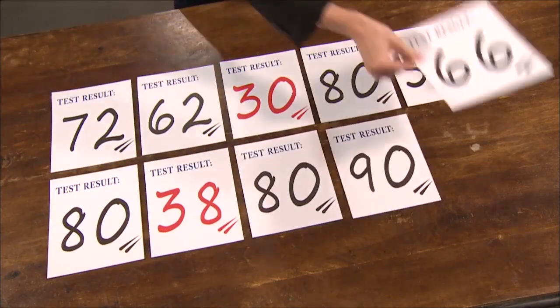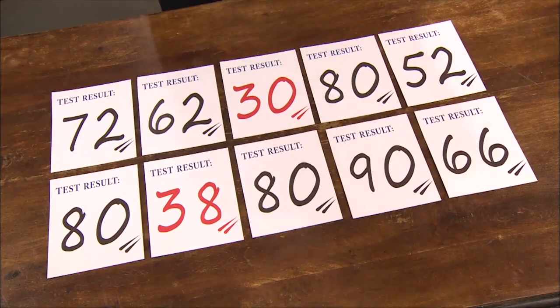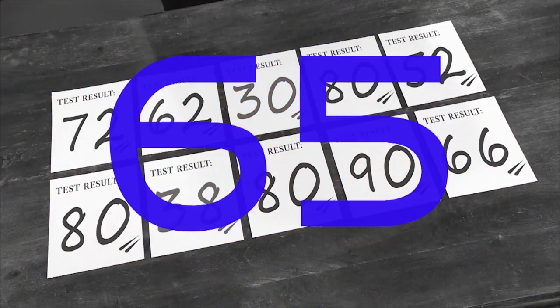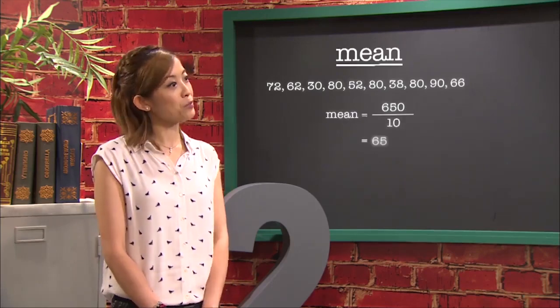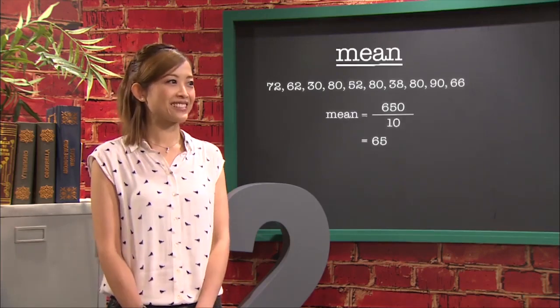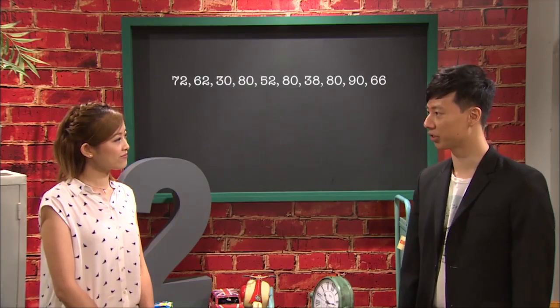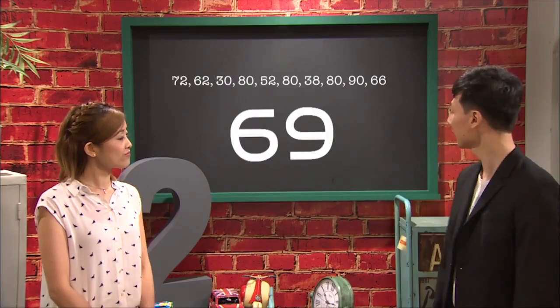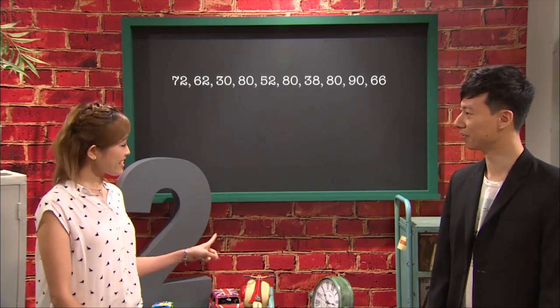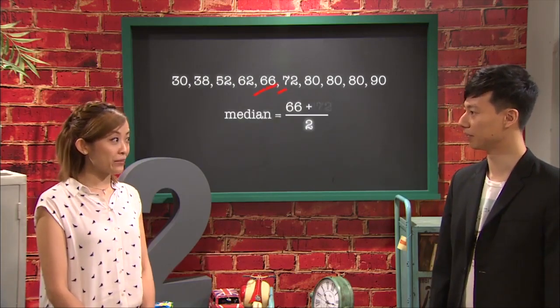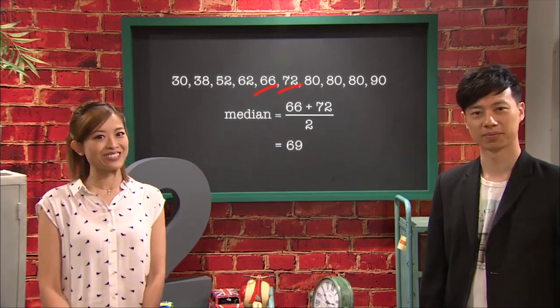If I say that the students scored 65 marks on average, they did pretty well. Just now, you used the mean to comment on the performance of the 10 students. If I say among these 10 students, half of them scored 69 marks or above, they did pretty well. In this case, you used the median to comment on the performance of the 10 students.